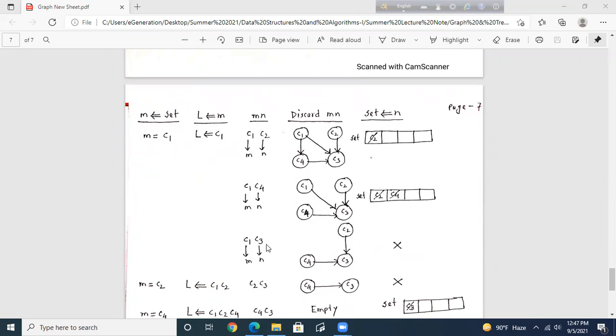So, dear student, here C1 to C2, C1 to C4, and C1 to C3. You can go from C1 to C2, from C1 to C4, and from C1 to C3. Three vertices you can go to from C1.